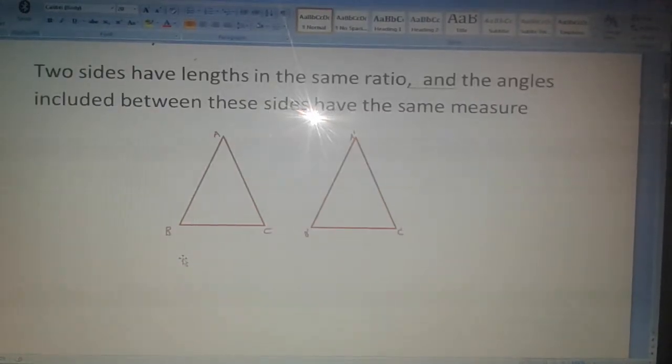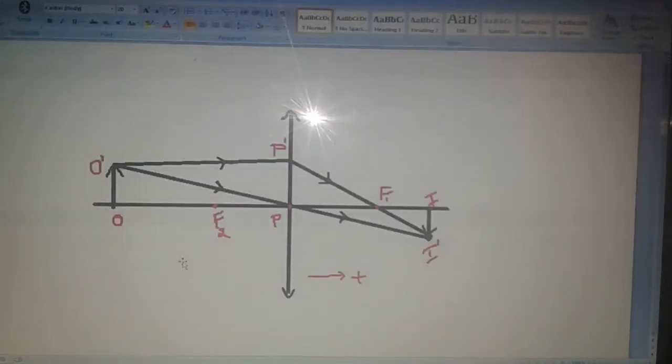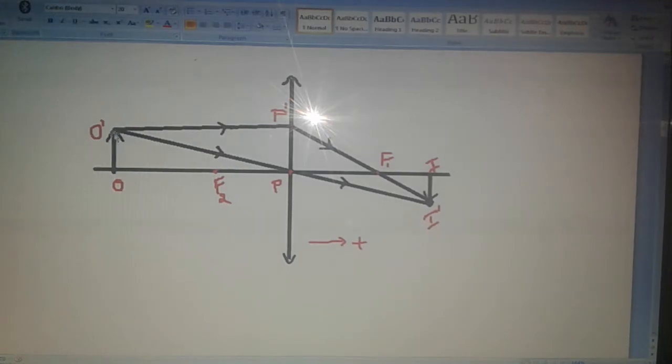Lens formula. If we observe in this figure, from O prime, the ray is started and it is moving parallel to the principal axis, which falls on the lens, and it should pass through the focal point F1. I prime is the point of image for the object O prime.